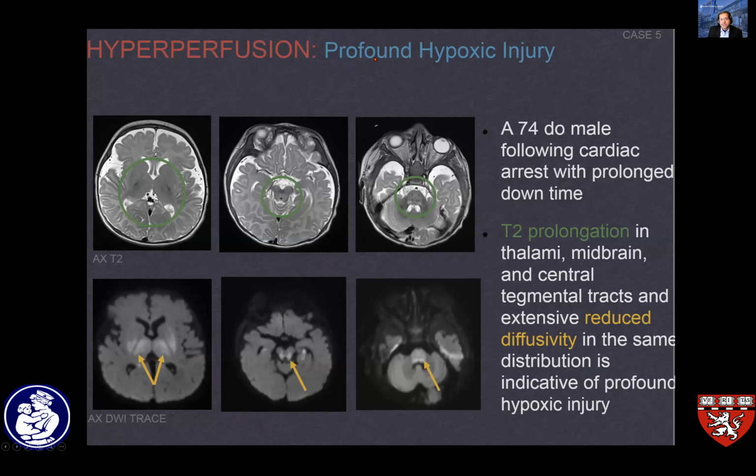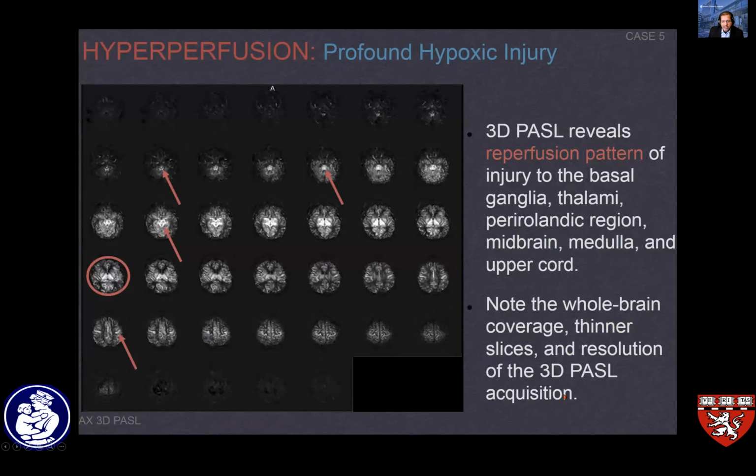The next patient here is a patient with profound hypoxic injury, and you see that there are areas of abnormal signal in the brainstem and the basal ganglia, and diffusion restriction in the same areas, suggestive of profound hypoxic injury. On the ASL, you see there's a reperfusion injury. So although there's diffusion restriction and hypoxia, on the ASL, you see hyperperfusion, which is a reperfusion pattern of injury to these same structures. This is a 3D PASL again, and note the whole brain coverage, thinner slices, and higher resolution of these images show you nice detail of the anatomical structures.